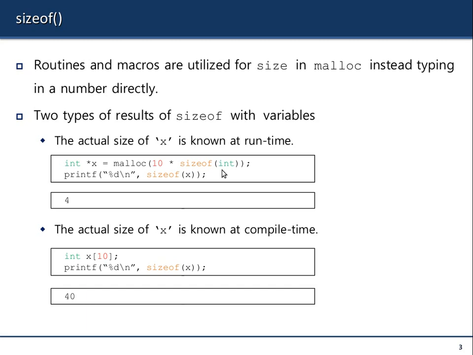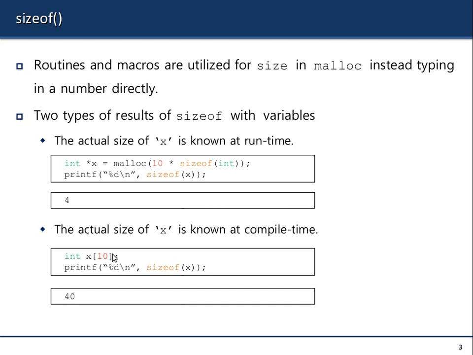And you also have to be careful when using sizeof, because as shown in this example, when you use sizeof x, since the size of what is being pointed to by x is defined at runtime, it will return 4, right? Because it's a pointer. But if this is an array type, which can be known at compile time, the correct size will be returned for this. So you have to be careful, okay?